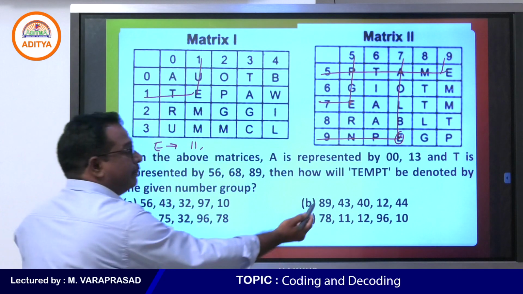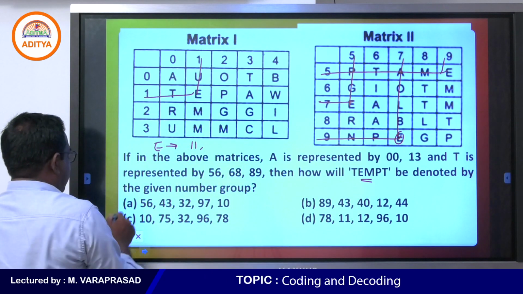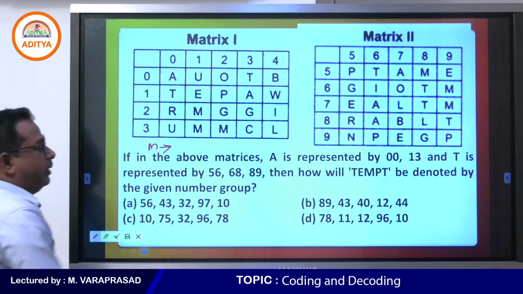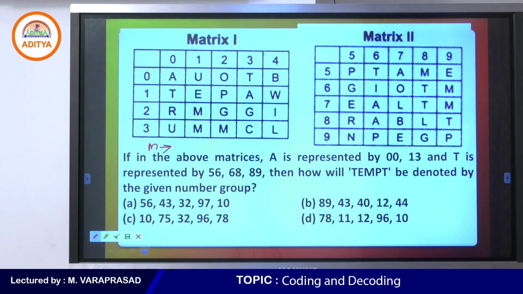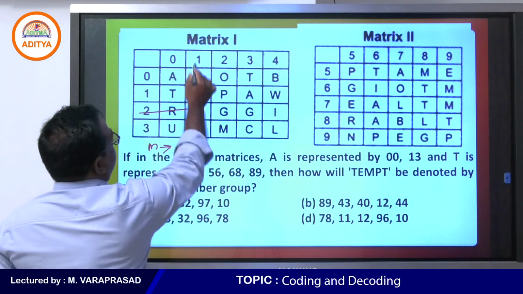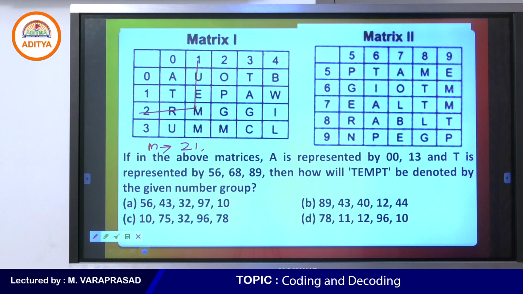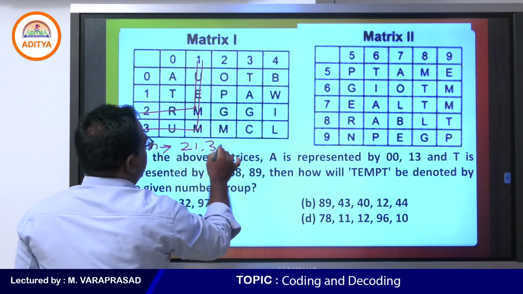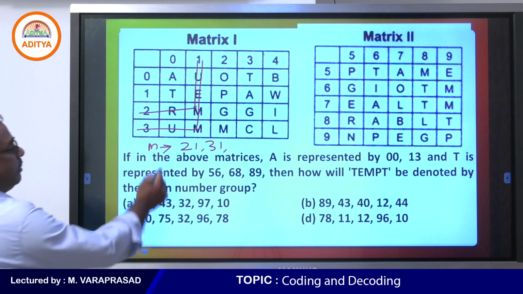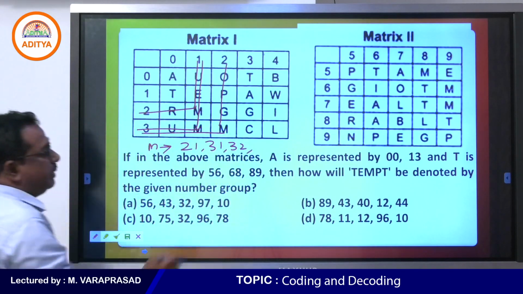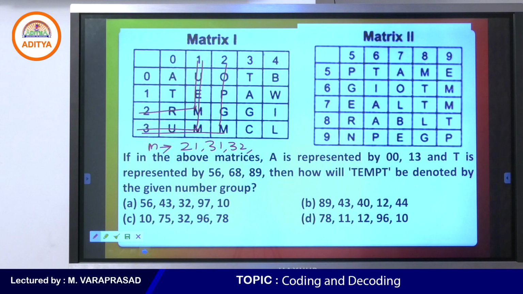Now go for M. In how many ways can M be denoted? By that you will get one group. Yes, my students, now how will you get it? If you write M can be denoted 21. Next one, M can be 31. Next one, M can be 32.